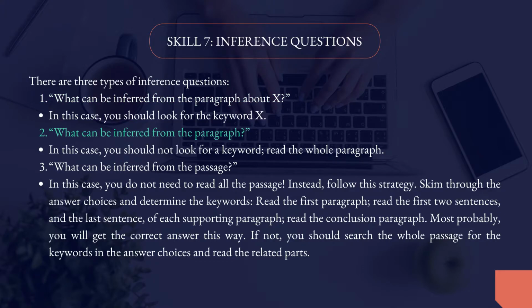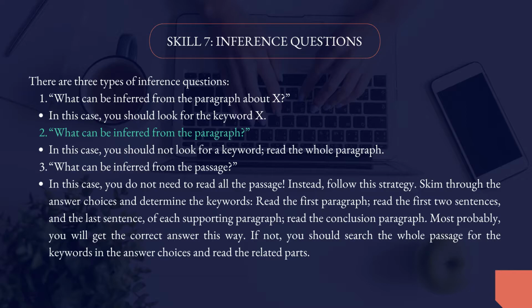Number 2, what can be inferred from the paragraph? No keyword. So here, as you can see, we don't have a keyword. So here, you should not look for a keyword. You should read the entire paragraph. And sometimes the last sentence of the previous paragraph and the first sentence of the paragraph that comes after the original paragraph. Because we want to see the connections, we want to see the relationship between the paragraphs.